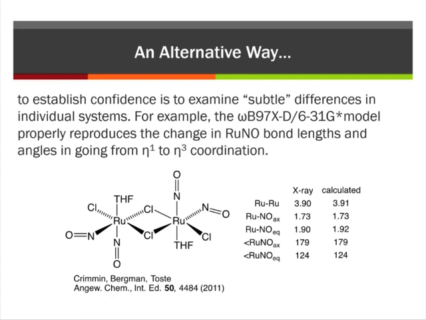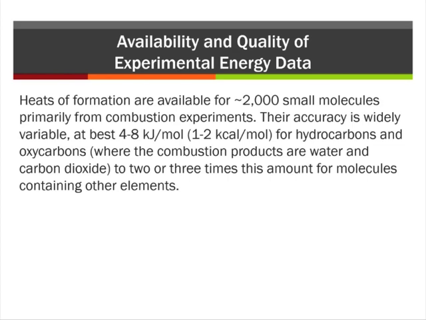This is a metal nitrogen bond length. When you come to energies, the situation's quite different. There are databases of energy data, heats of formation, for about 2,000 molecules. The ones that have only oxygen and carbon are pretty good, a couple of kilocalories in heats of formation. The ones that have other elements are much less reliable.